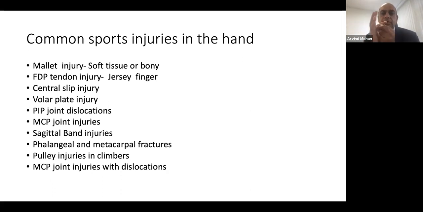Then again, there can be dislocations of this joint. MCP joint injuries can be in the form of dislocations or fractures, or sometimes sagittal band injuries, which I'll show you a couple of videos of. And then again, there can be injuries of the phalanges or the metacarpals.